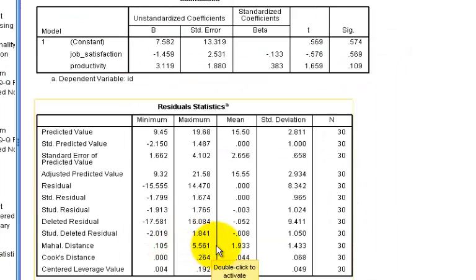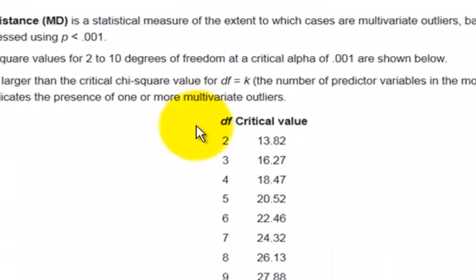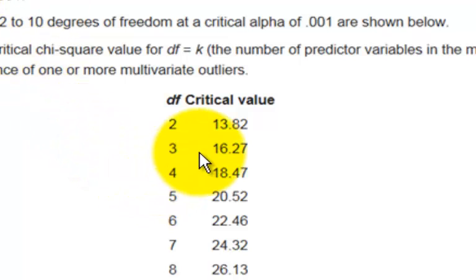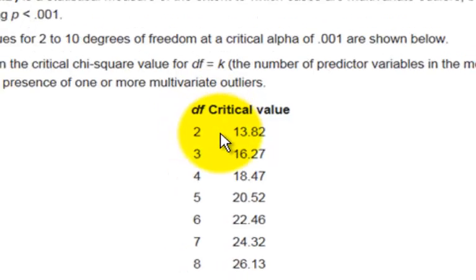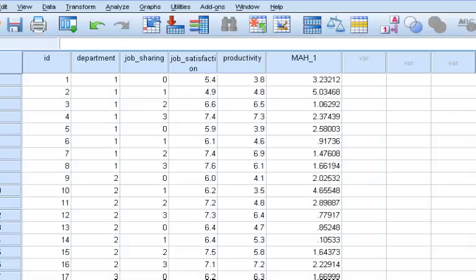So we have to compare that to a critical Mahalanobis table here. So hold on. We have 2 DVs, which is the number of DFs in this table. So our number of 5 point whatever it was is not greater than 13.82. That means we have no outliers that are going to affect our result. So we're good to go on outliers. The next assumption is linearity. That's linearity between the DVs.